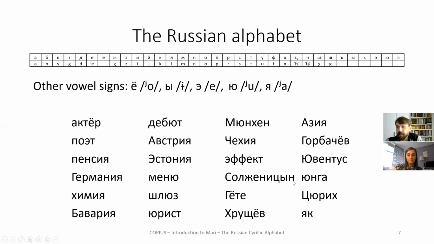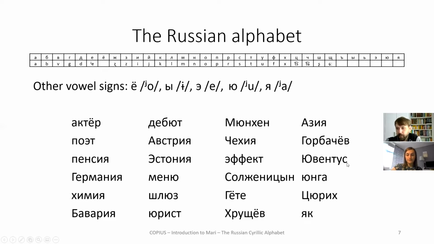Солженицын. Okay, this is an author, the Nobel Prizing author of the Gulag Archipelago and other notable works. Гёте. Goethe. So here you're also seeing something that German Ö becomes Yo in Russian. Хрущев. The premier of the Soviet Union. Азия. Asia. Горбачев. Another leader of the Soviet Union.